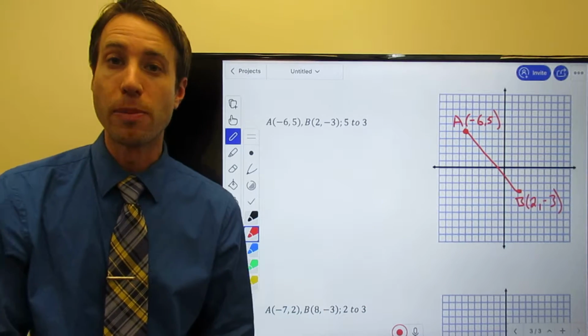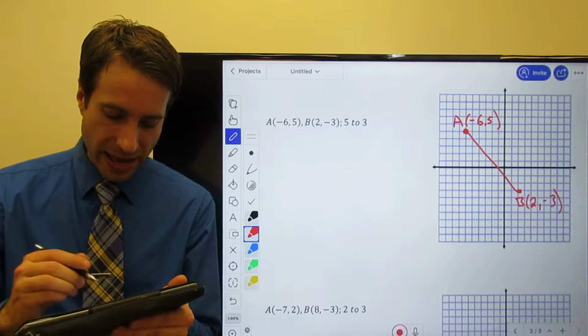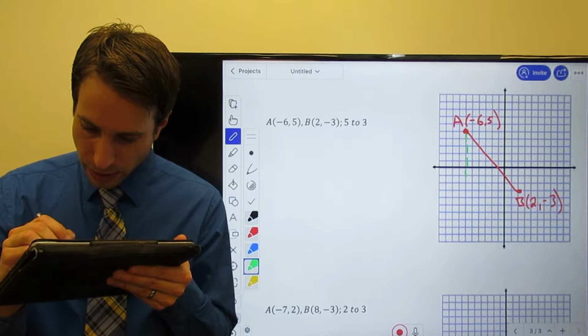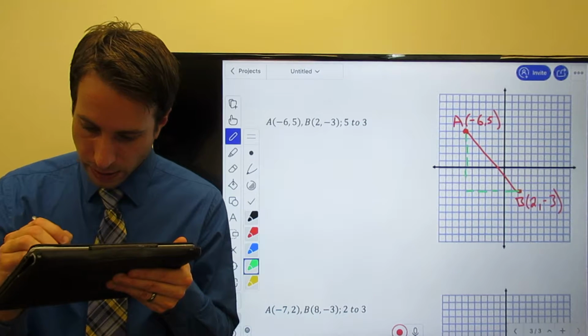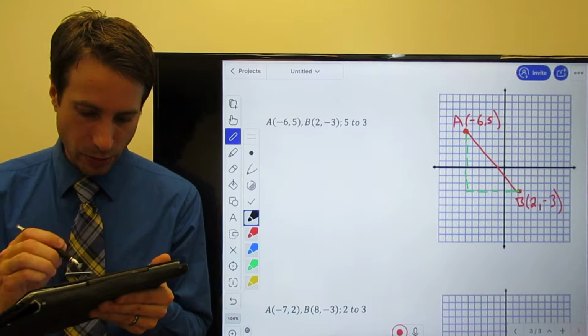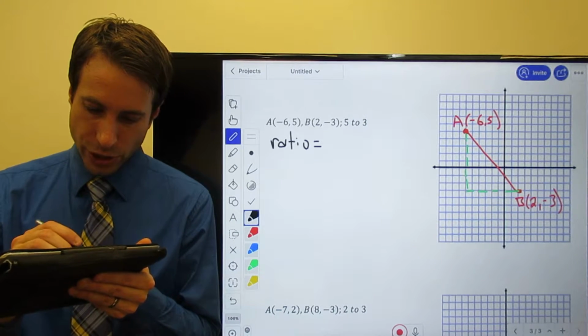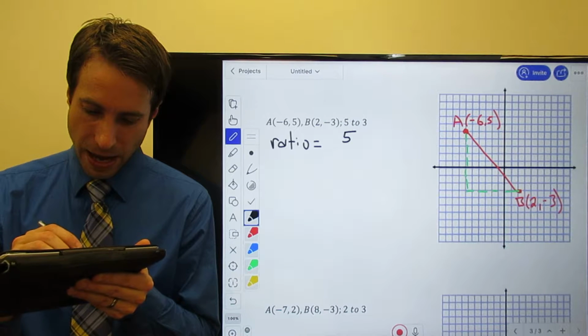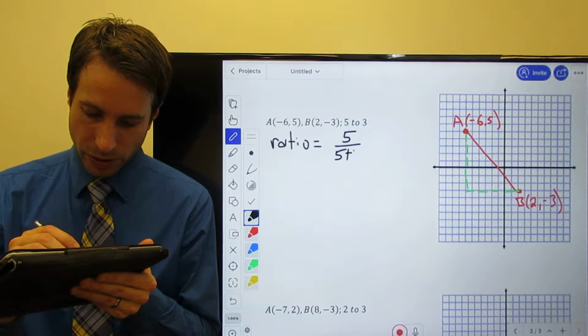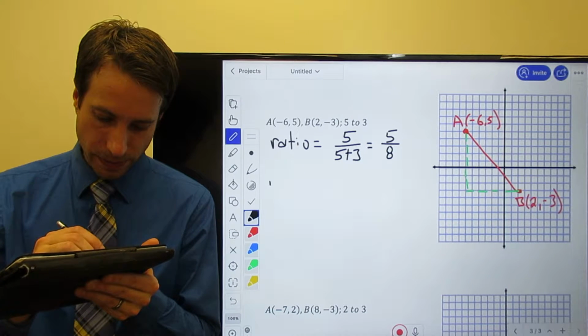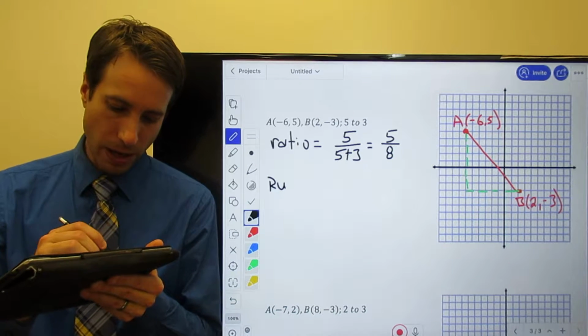All right, anyway, remember, no distance formula, none of that stuff. Split it up into its components, rise over run. There's my rise. There's my run. Here we go. The ratio. The ratio is going to be 5 over 5 plus 3, which is going to be 5/8.